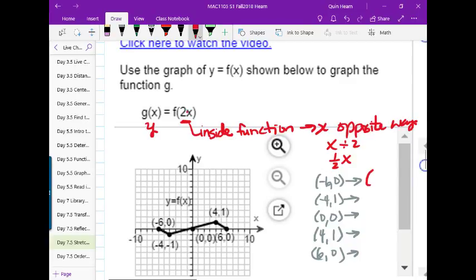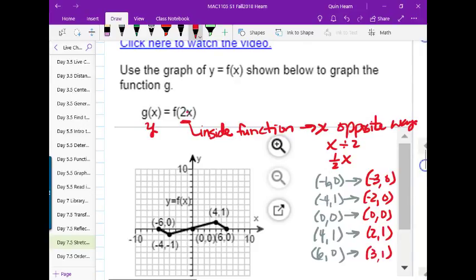So we're going to have -6, 0, I'm sorry, not -6, 0. Half of -6 is -3, 0. Half of -4 is -2, 0. Half of 0 is still 0. Half of 4 is 2. And half of 6 is 3.